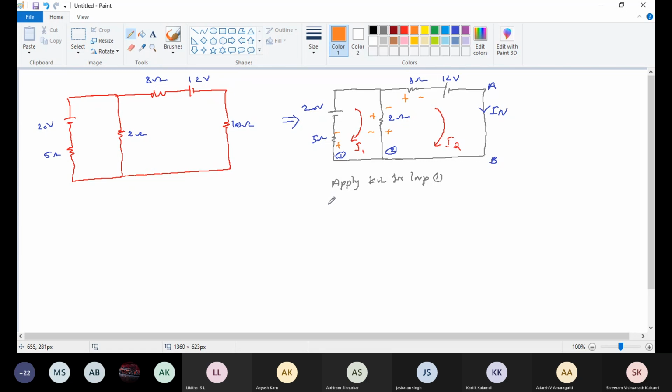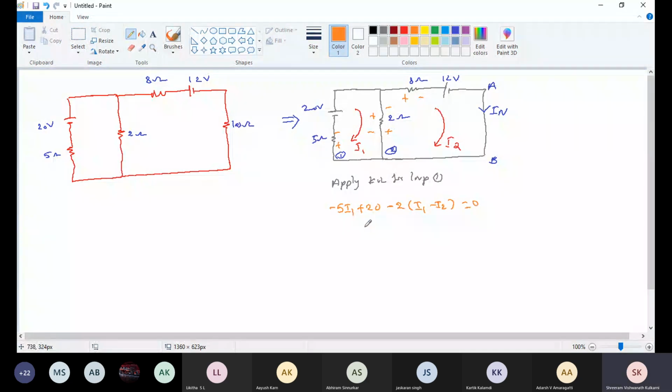minus 5 I1, then minus to positive potential gain, that is plus 20, then minus 2 (I1 minus I2). Why? Because we are writing the KVL equation for loop 1, and I1 is dominating. So I1 minus I2 is equal to 0.